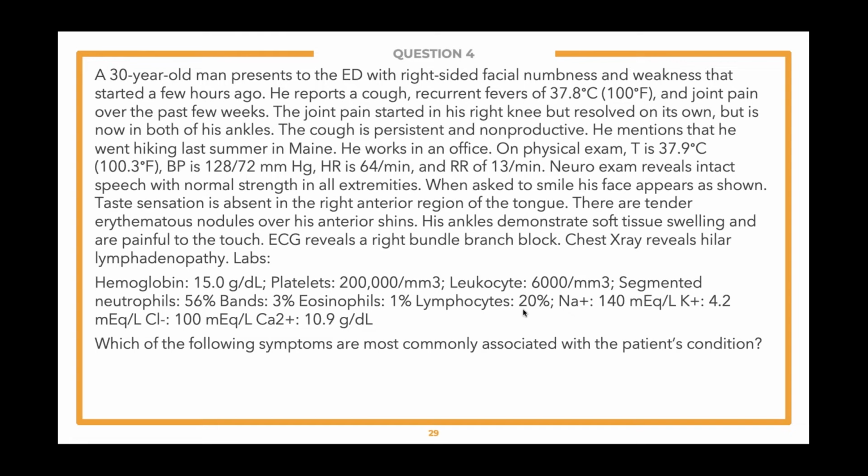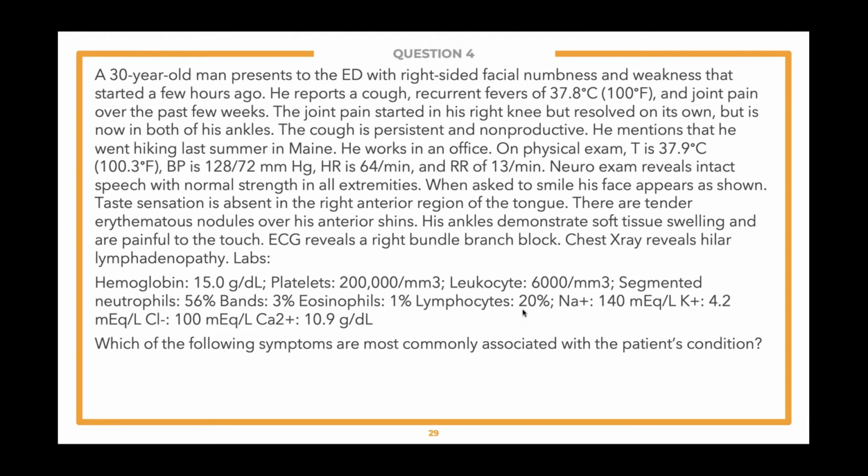On physical exam, temperature is 37.9 Celsius, 100.3 Fahrenheit. Blood pressure is 128/72. Heart rate is 64 per minute, and respiratory rate of 13 per minute. Neuro exam reveals intact speech with normal strength in all extremities. When asked to smile, his face appears as shown. Taste sensation is absent in the right anterior region of the tongue. There are tender erythematous nodules over his anterior shins. His ankles demonstrate soft tissue swelling and are painful to the touch. ECG reveals a right bundle branch block. Chest X-ray reveals hilar lymphadenopathy.